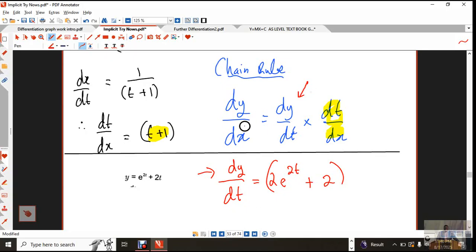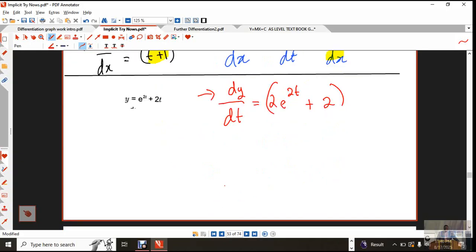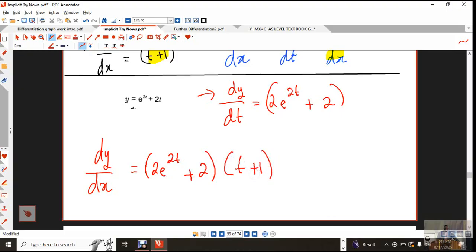So we're going to multiply them together to find dy/dx. Therefore dy/dx is nothing but this. Let's write dy/dt first: it's 2e to the 2t plus 2, times t plus 1. Okay, we're good. That is dy/dx.